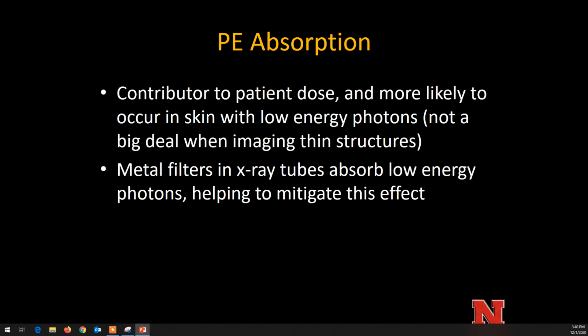Metal filters are used in X-ray tubes. So if you're doing a CT scan of the abdomen, you're going to use a metal filter to absorb those lower energy photons. You wouldn't use that same setup in a mammogram because those low energy photons are giving you the photoelectric effect, which is kind of what you're using to differentiate tissues, which is a whole different setup than in CT. But in CT, to avoid that high skin dose, you'll use metal filters to absorb some of those low energy photons and help mitigate the photoelectric effect in the skin.